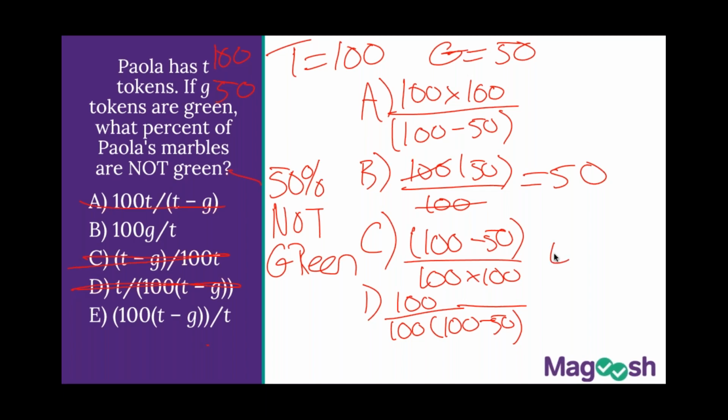And then E here is our special case that maybe gave us a little trouble. So we had 100 times 100 minus 50 over 100. And what happened this time? Well, these hundreds canceled out. We were left with 100 minus 50. And so E also equals 50. And this presents a problem for us because answer choice B looks good, answer choice E looks good.